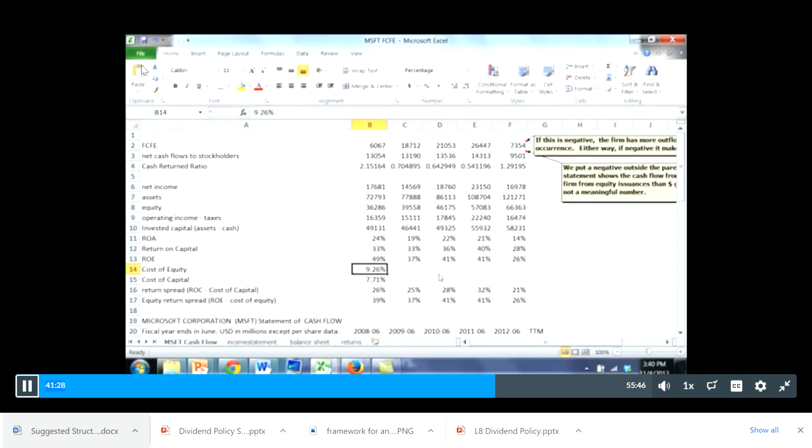Your cost of equity and your cost of capital would be coming from your cost of capital estimation that you've already done for your firm. So go ahead and find that stuff and plug that in here. And then I've just compared them here. I mean, clearly we can see, comparing cost of equity to return on equity, Microsoft is doing very well. Same is true when we look at cost of capital, right?